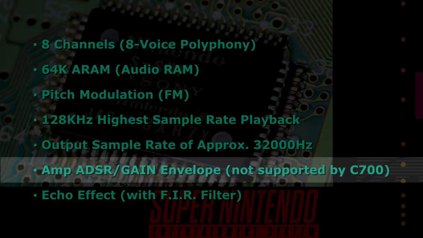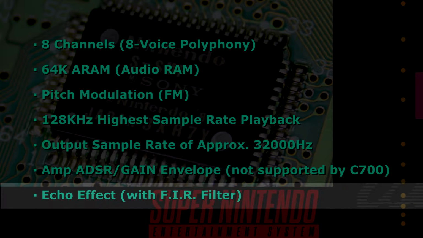It's got an amplifier ADSR and a gain envelope that C700 doesn't currently support. It also has a very popular echo effect that everybody knows about, but not so well known is that the echo has a filter capability to it, which can create very interesting resonant filter effects within the echo.